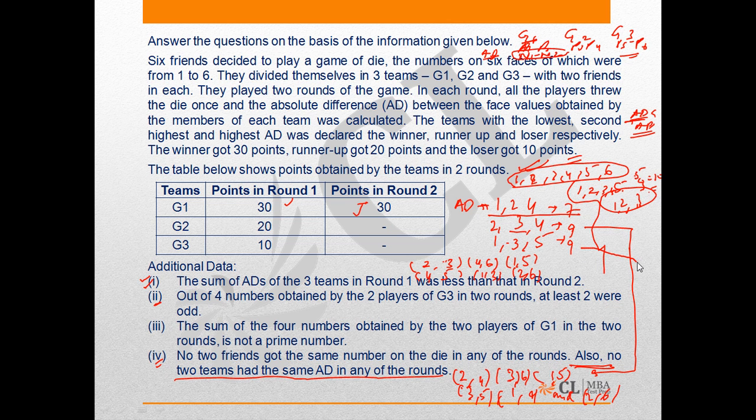And finally in the last case there is one and only one possibility, and this is 3, 4, 2, 5 and 1, 6.